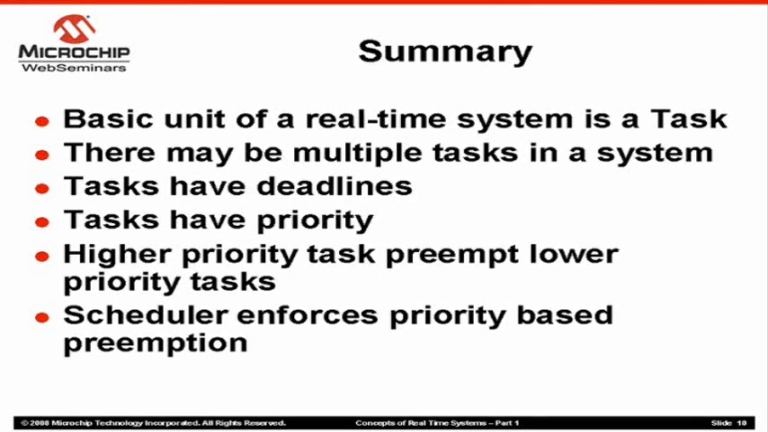According to their importance, tasks get assigned priorities. The higher the priority, the higher the importance. Higher priority tasks can do their job while pausing the lower priority tasks. This is called preemption. Scheduling scheme enforces priority-based preemption to maintain coherency of the system.